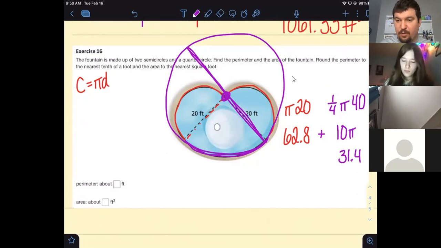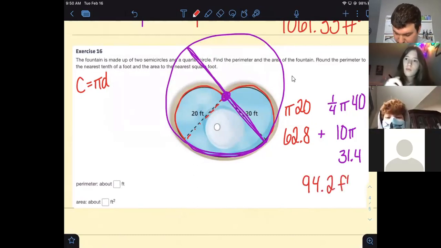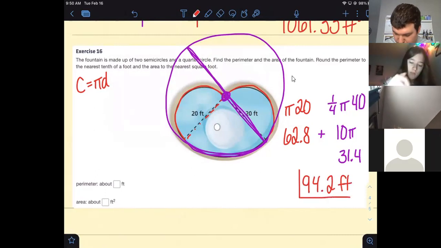Makes sense. I just moved the decimal over 1 spot from where it was when I used pi. So I'm going to add those 2 together, 31.4 and 62.8, and that's going to give me a total circumference of 94.2. And that would be in feet.